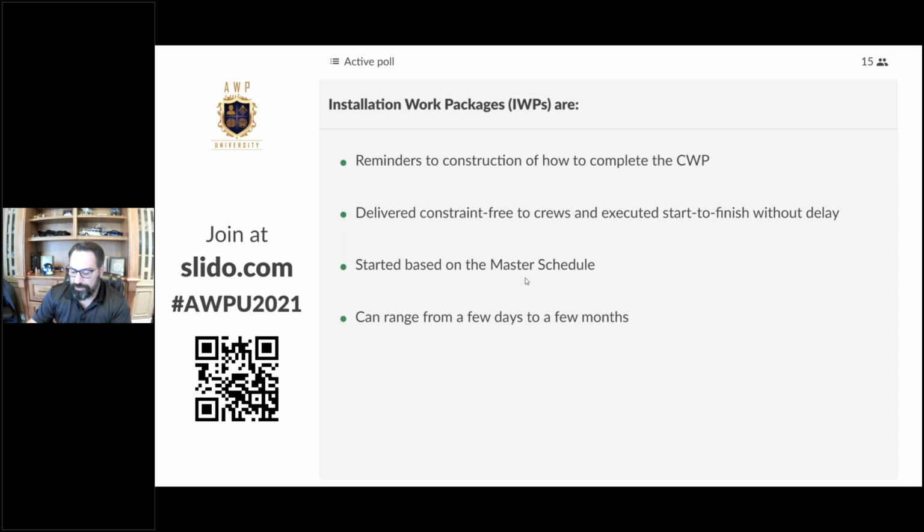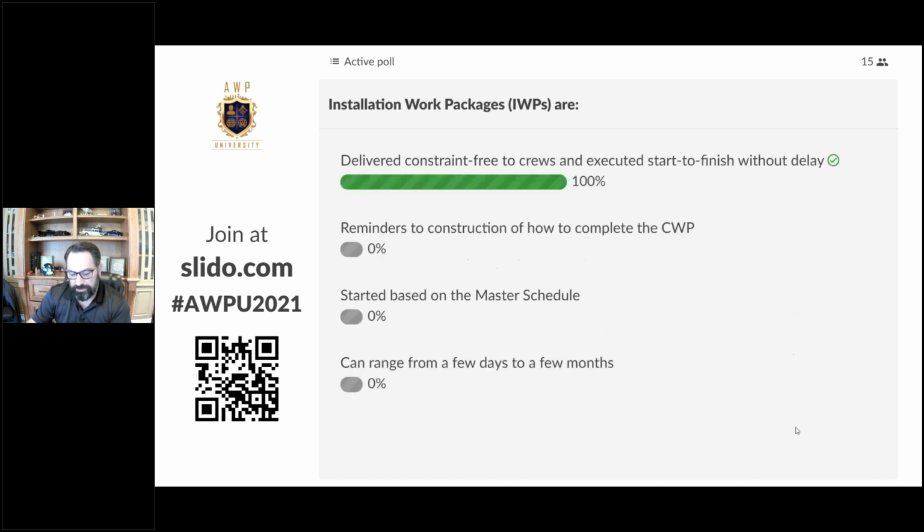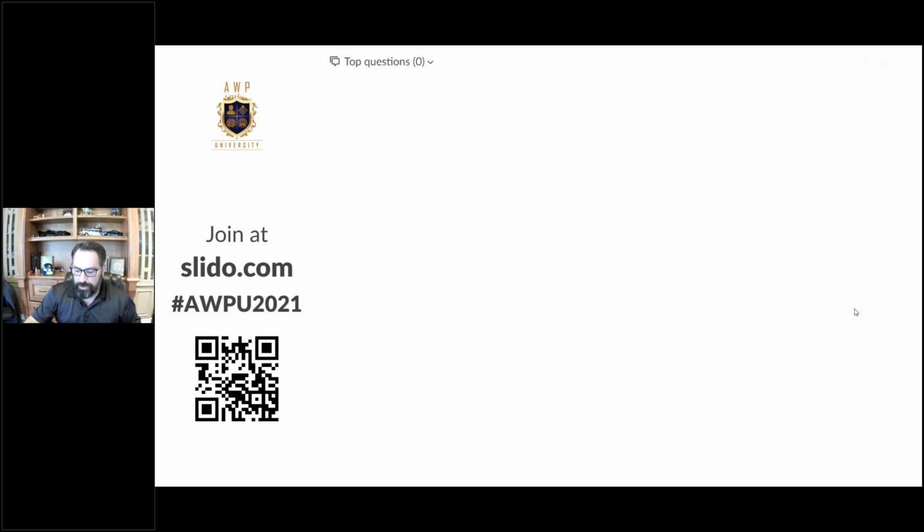So they don't typically start based on the master schedule, being that the start time is not in the master schedule for that, but the parent CWP is. So they're affected by it, but not governed by it, if you will. Can range from a few days to a few months. Typically not a few months, definitely a few days. So let's look at what we've got. Delivered constraint-free to crews and executed start to finish without delay. That is truly the correct answer. The others are not correct statements for the IWP. All right, so excellent. Good job, all of you. So let's look.